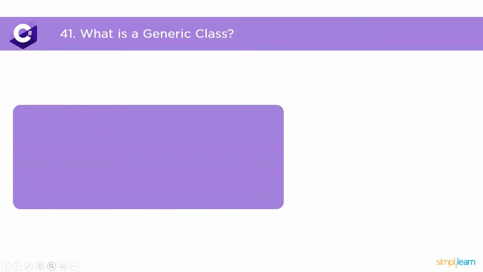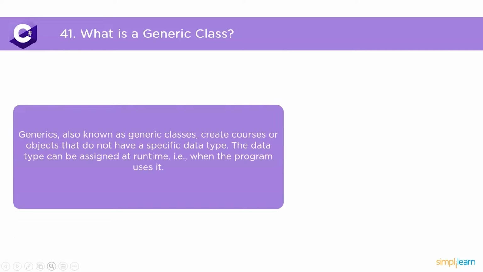Following that, we have reached the next question, that is the 41st question. What is a generic class? Generics, also known as generic classes, create classes or objects with no specific data type. For example, the data type can be assigned at runtime, that is, when the program uses it.